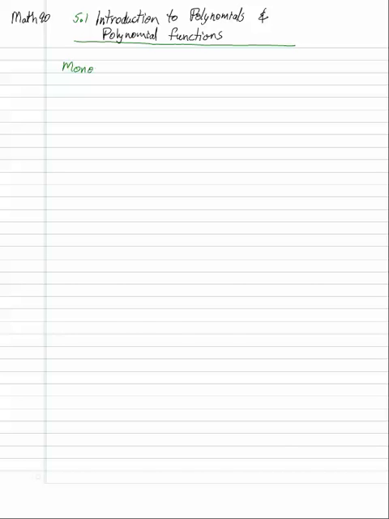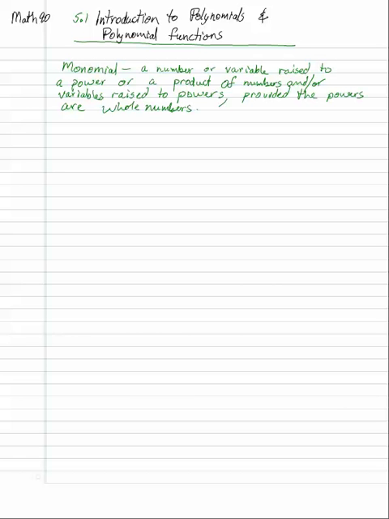So what's a monomial? A monomial is just a number or a variable raised to a power, or a product of numbers and variables raised to powers, provided the powers are whole numbers. So examples would be like 3x squared. That's a monomial. I can just have a number like 8. Just x to the 5th. I can just have x. I can have 12x cubed y to the 3rd. Those are all monomials.